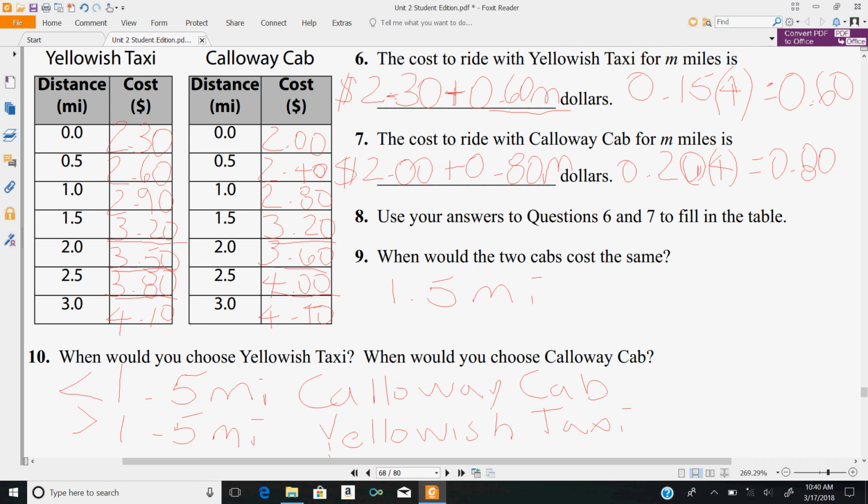At 1.5 miles, they're the same. And less than 1.5 miles, Callaway Cab is $2.80, Yellowish Taxi is $2.90. At 0.5 miles, it's $2.40, and Yellowish Taxi is $2.60. So we can use the table to actually say exactly where the point is where Callaway Cab is cheaper.